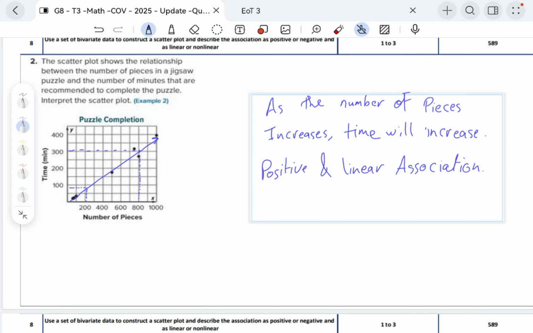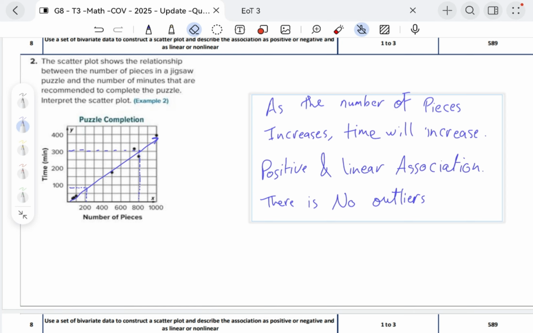Also we can say that there are no outliers. Outliers mean out of the pattern. Like if we have a point here, we can say that this is an outlier because it's far from the rest of the points, out of the pattern. But here in this question, we don't have any outliers.